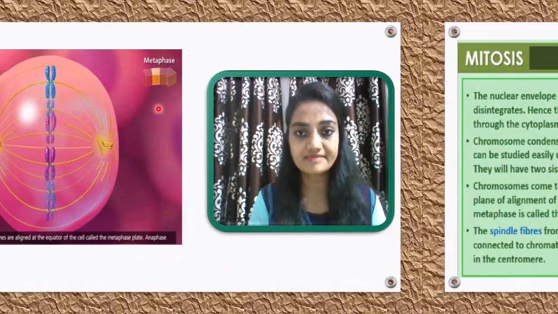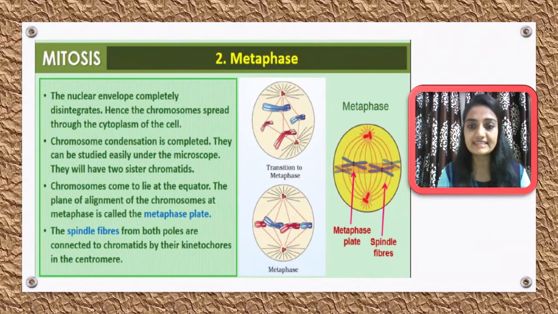Let me discuss metaphase, the second step of karyokinesis in mitosis. During this stage, the nuclear envelope completely disintegrates, hence the chromosomes spread through the cytoplasm of the cell. Chromosome condensation is completed, and as a result you can study chromosome structure very easily, and that's why many scientists prefer the metaphase stage for the study of chromosomes.